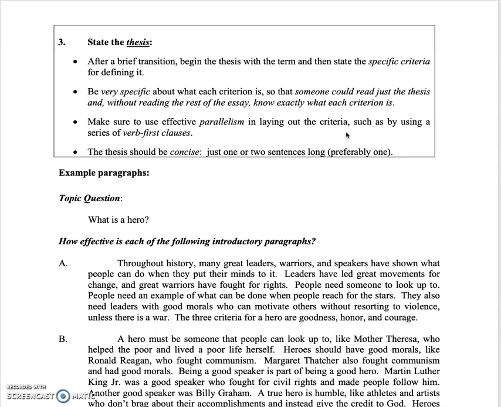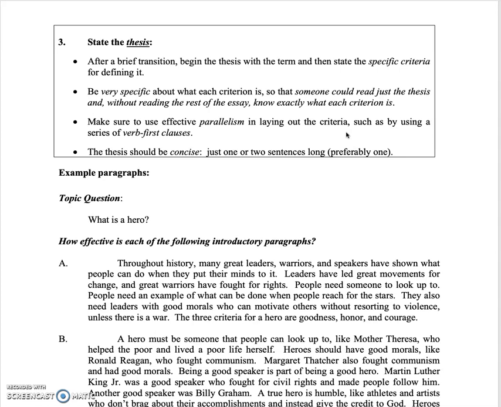And you want to be very clear and specific about those criteria so that someone can just read that thesis statement and know exactly what each criterion is and not have to wait. You want people to get it. Later, you're going to prove that you're right, that they should be the criteria. Now, people need to know what they are, and it needs to be clear. You also want to be very parallel in laying out those criteria. So a good strategy is using a series of verb-first clauses.